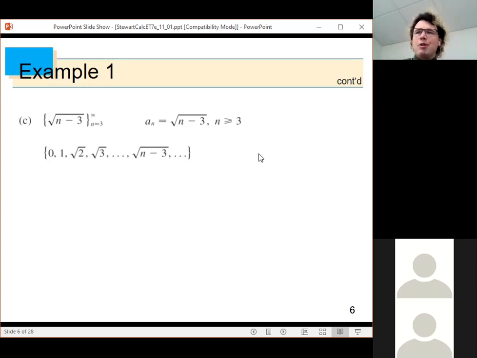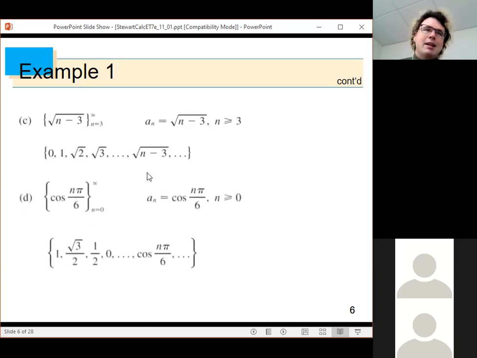Now, where we're going with all this, I'm just talking about the notation right now. Where we're going is that we'd like to manipulate sequences. We'd like to think about what happens as we progress further down this list. Is there anything intelligent we can say about the limiting behavior of the sequence? And here's another example using the cosine function.